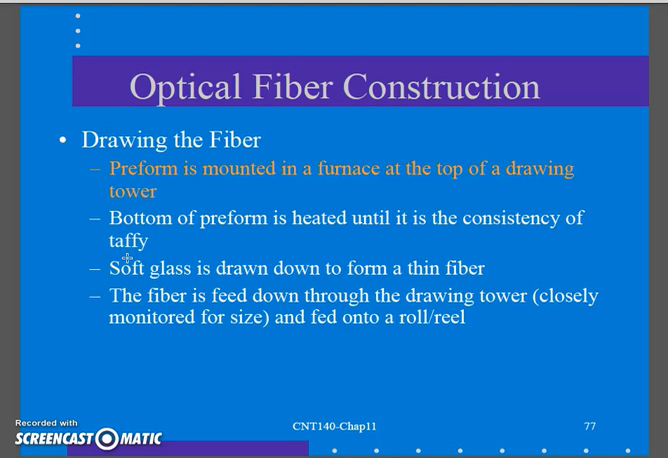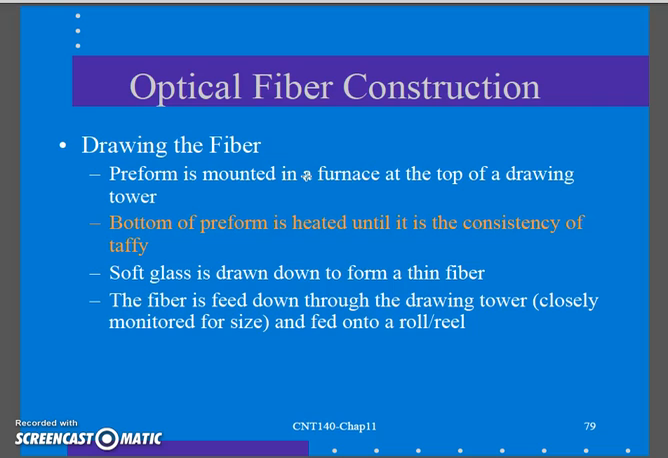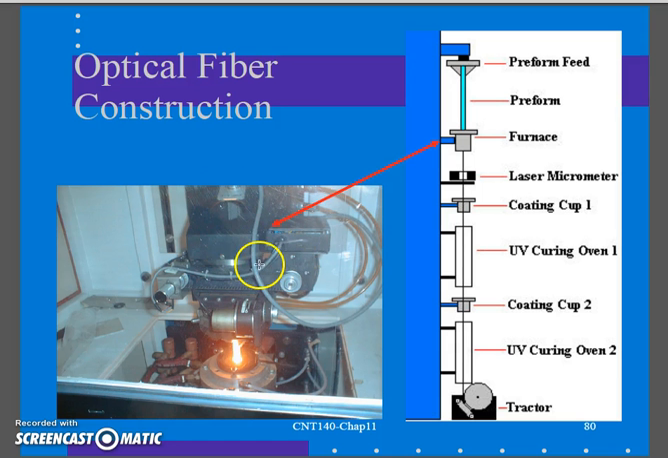They then take the preform and mount this into a drawing tower. This is multi-stories high. The bottom of the preform is heated until it's a consistency of like taffy or thick honey, if you will. Here's the part where they put the preform in and heat it up. Once they heat that preform and you start to get it to almost drip off, they control that. They grab hold of that dripping part, and they very carefully pull it down and roll it onto a drum, onto a wheel down here.